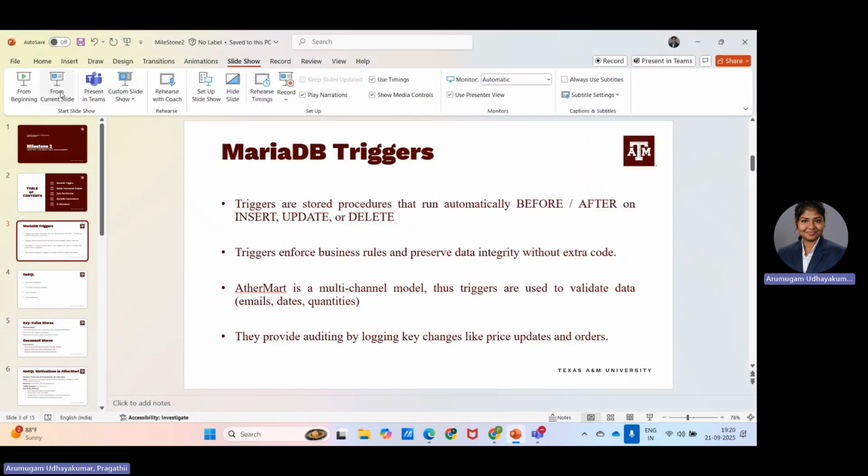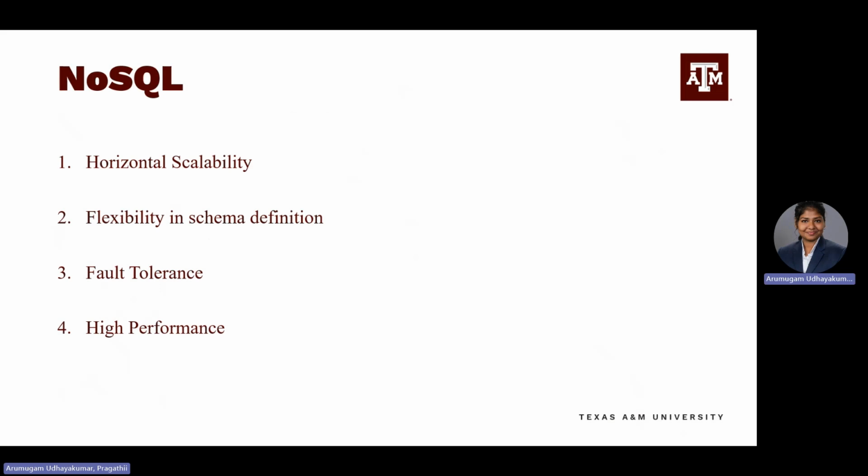So now, continuing with the presentation, NoSQL. What is NoSQL? NoSQL is a type of database designed to handle large volumes of structured, semi-structured, or unstructured data that is rapidly evolving. The main advantages are stated below. First is horizontal scaling. In horizontal scaling, we increase the system's capacity by adding more machines or nodes rather than upgrading a single one. In flexibility and schema definition, this allows data to be stored without a fixed structure, enabling easy handling of data. Unlike RDBMS, we don't have to maintain a fixed set of attributes here.